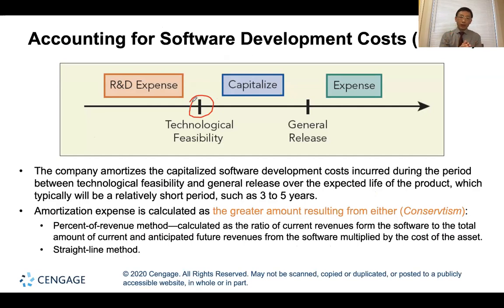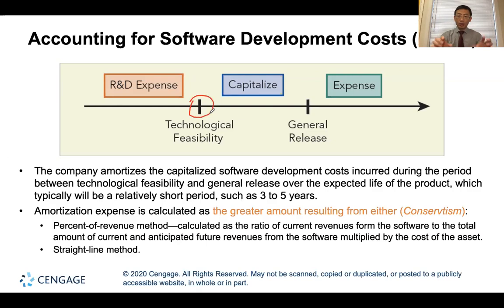And here, the definition of technological feasibility will depend on engineering or some experts. So there is an ethical issue in this area, because if the engineering or experts say, okay, now the research and development has already passed the technological feasibility, then the company can capitalize the spendings.